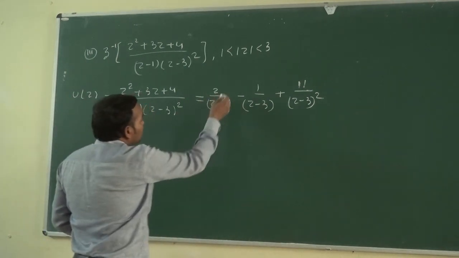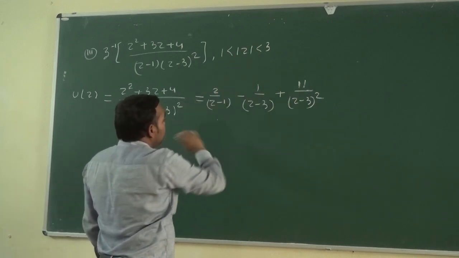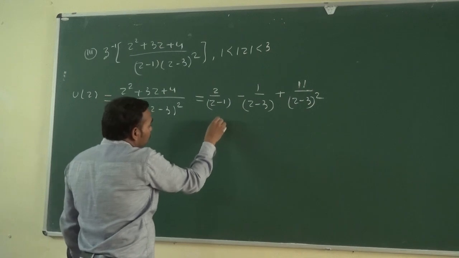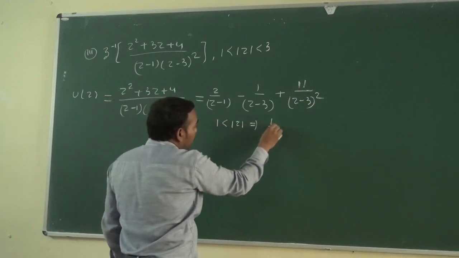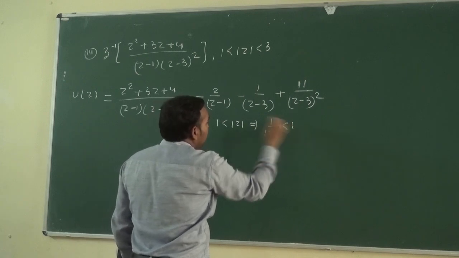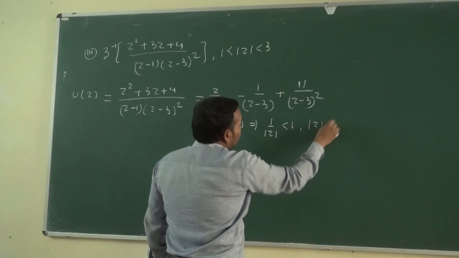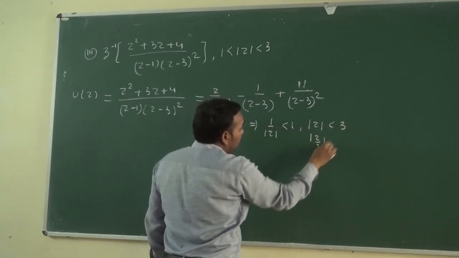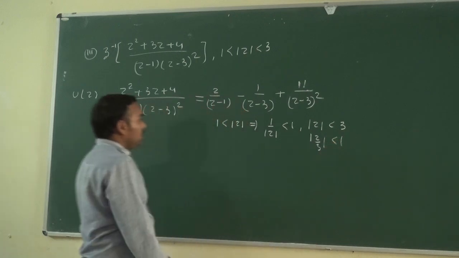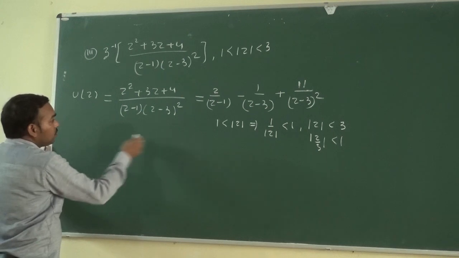So as given here, 1 less than mod z less than 3. Simply write 1 less than mod z, which implies 1 upon mod z less than 1, and again mod z less than 3, so write mod z upon 3 less than 1. So write these expressions in this way.